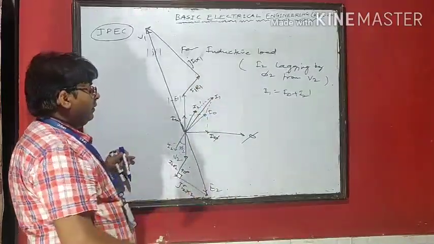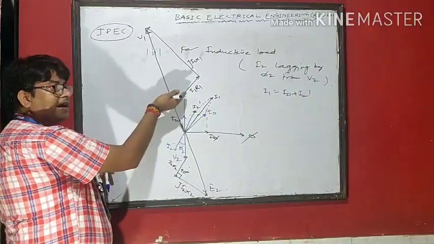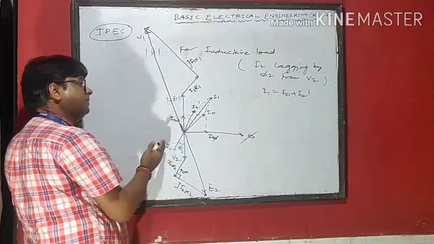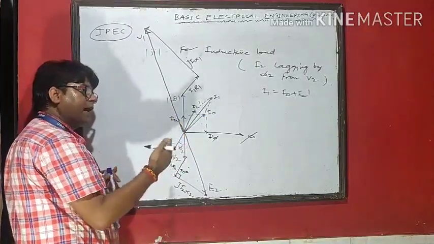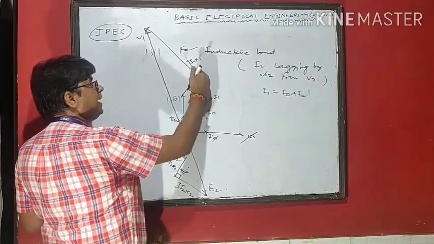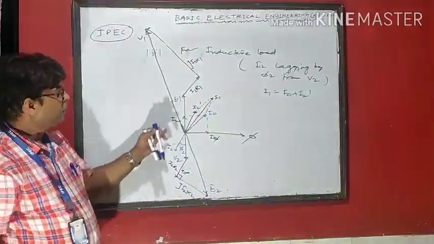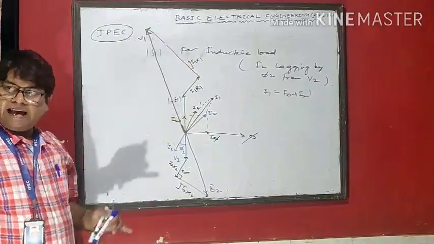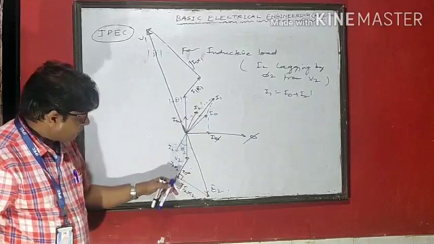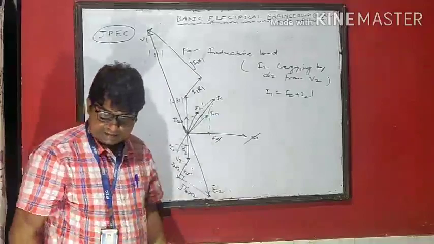And E1 is below the reference line, so we can take it above the reference line. This is E1. After that, I1 R1 is the voltage drop across the resistance, and current is in the same phase. And 90 degrees of this is j I1 X1. So you get V1. V1 equals E1 plus I1 R1 plus j I1 X1. Similarly, on the secondary side we already have V2 plus I2 R2 plus j I2 X2. This is for the inductive case.